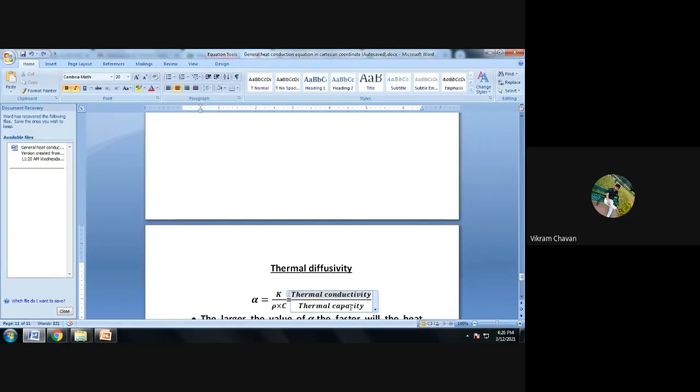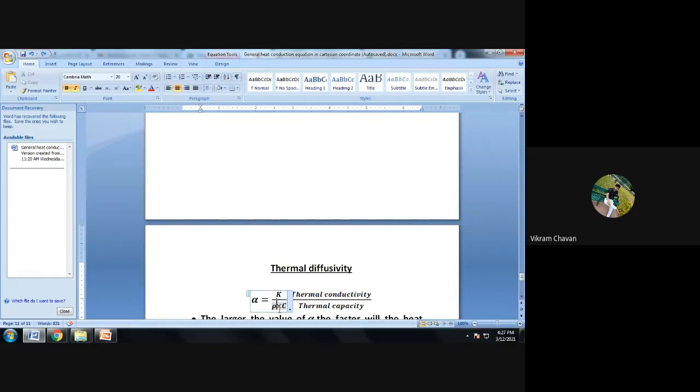If you consider a lower thermal conductivity material, then less heat will be transferred by the material by conduction. Whereas the second term in this equation for alpha is rho C, rho multiplied by C. That is nothing but density multiplied by specific heat, which is called the thermal capacity.